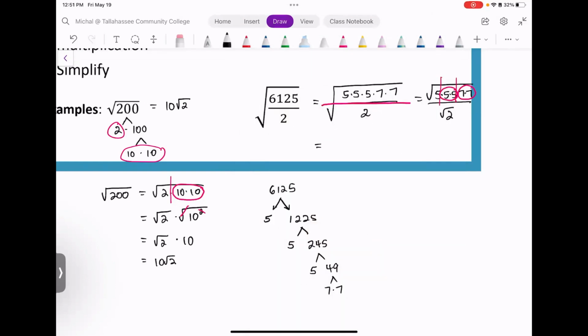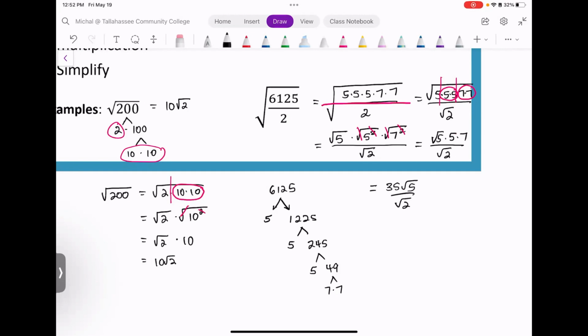So this could be further reduced as square root of 5 times square root of 5 squared times square root of 7 squared, all over square root of 2. Every time I have the square root of a square factor, square cancels square root. And I'm left with the number under the radical. So this could be written as square root of 5 times 5 times 7, all over square root of 2, also known as 35 square root of 5 over square root of 2. Now we're almost close to done.